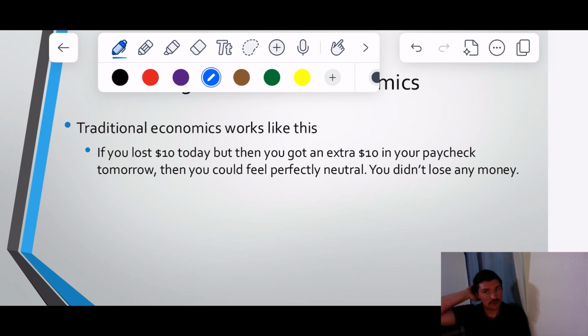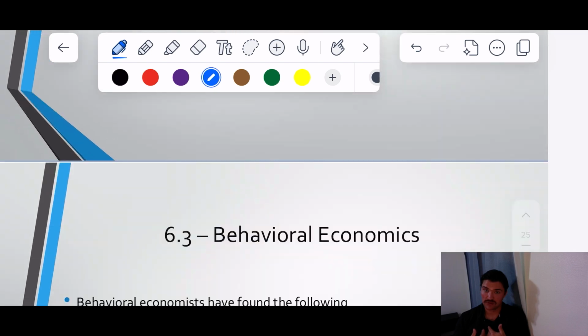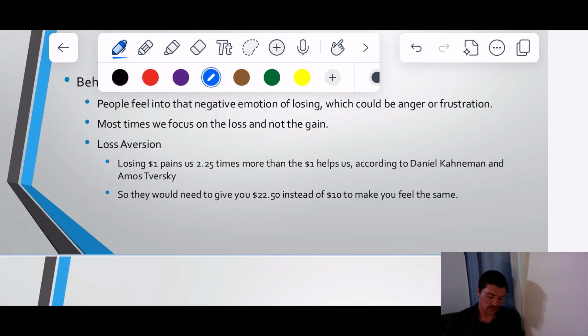But in all actuality, if you lost $10, that hurts you, right? Now, if you got the $10 the next day, how do you feel? Do you feel better? Do you feel the same? Do you feel worse, right? That's where the new way of thinking comes in. Behavioral economists have found that people will actually feel into the negative emotion of losing even more, which could be anger or frustration. And so we like to focus on the loss, not the gain, in that state of mind.